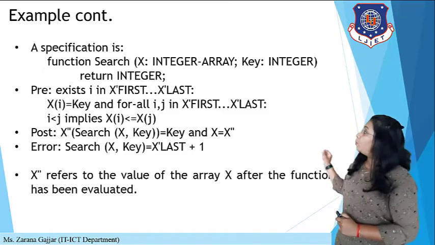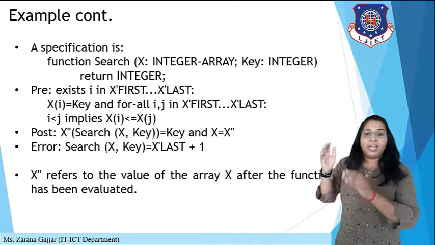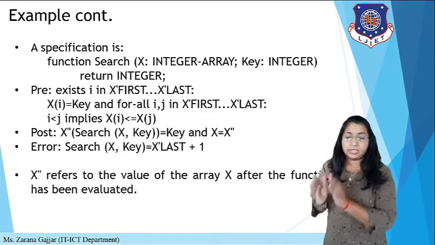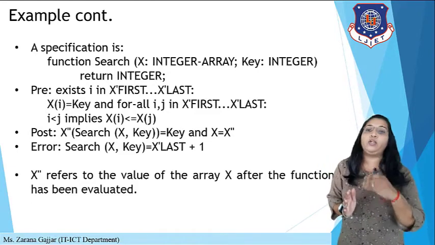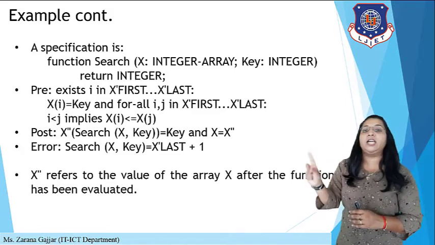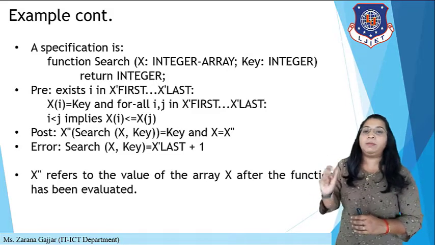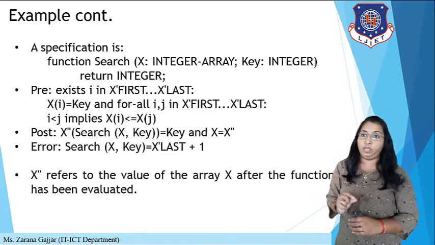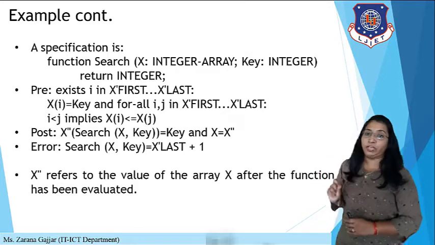And then I have to provide a key value. So here I have provided my list as well as a key. What kind of key do I need to search? So there are two parameters, and it will return an integer value. That means it will return the index of the key. So that will be my specification, right?